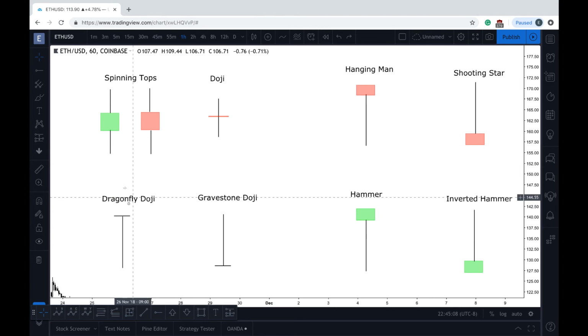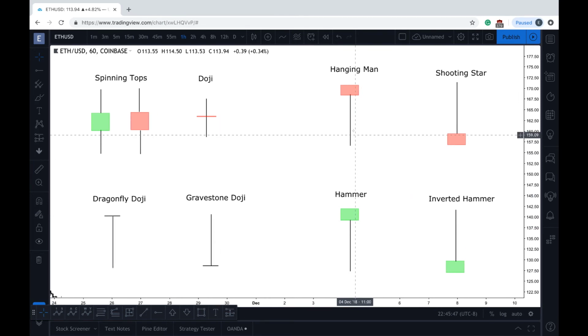So the Dragonfly Doji shows that the bears push the price all the way down during the trade session, but by the end of that hour or whatever time frame you're looking at, the bulls push the price all the way back up. So it shows that towards the end, the bulls started to dominate trading because they bought it all the way back up. Gravestone is the inverse of that. So the bulls bought it up during the trading session, bears sold it all the way back down, and it closed very close to where it opened.